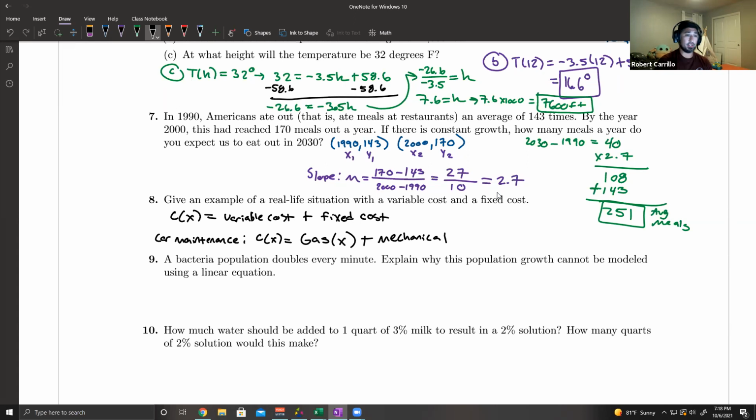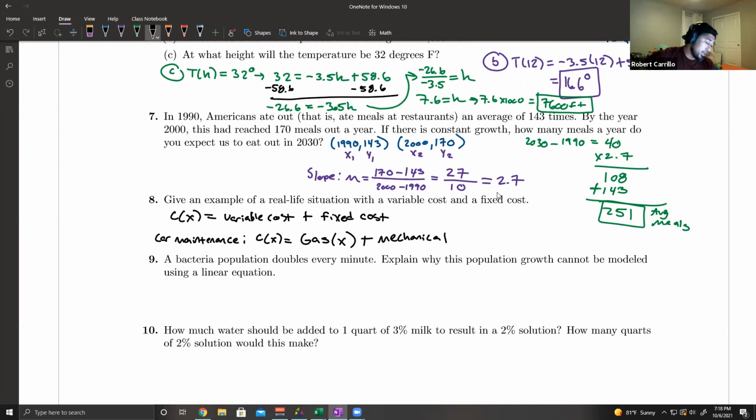So gas would just be variable. You know you have to get gas and it's always X amount per how many gallons. And the mechanical, tires, oil, anything like that. Okay, cool. That's good enough for me.